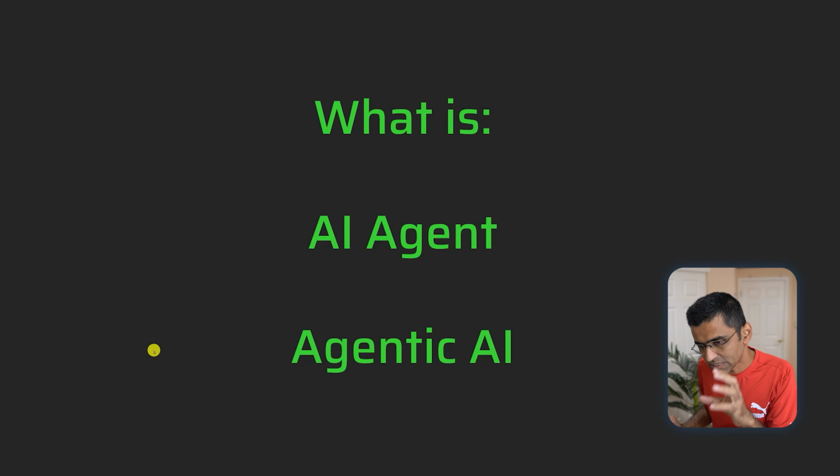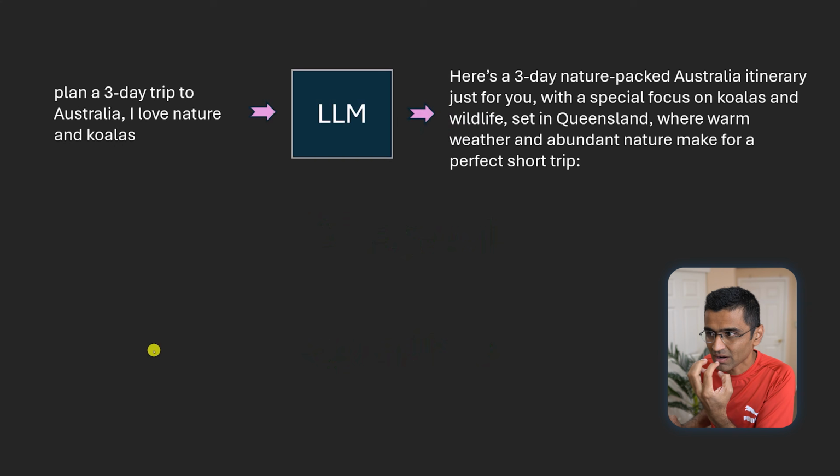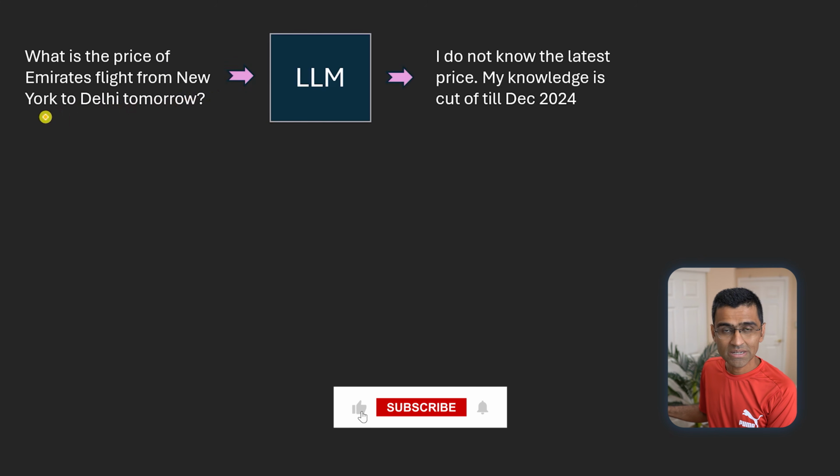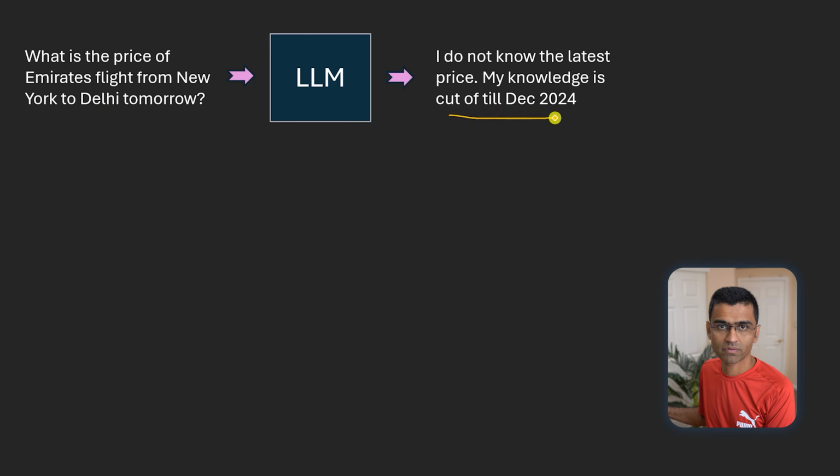When you're using ChatGPT, behind the scenes, you have an LLM as your main component. This LLM can be GPT, Claude, Gemini, anything. When you ask a question, it will generate an answer based on the pre-trained knowledge that it has. That is why it's called generative AI. But let's say you ask, what is the price of an Emirates flight from place A to B tomorrow? It won't be able to answer because it has a knowledge cutoff, okay?